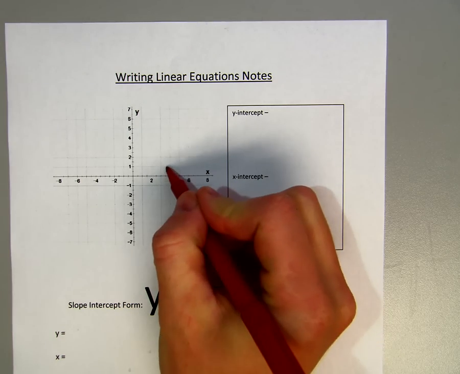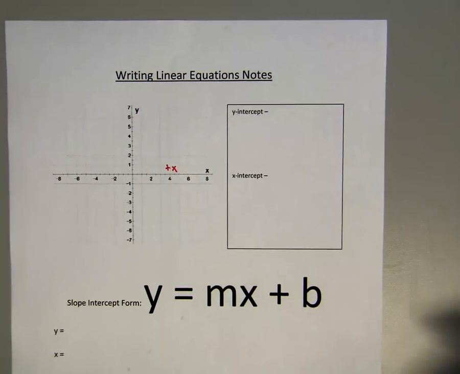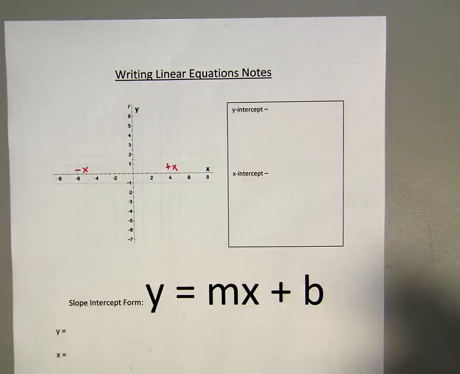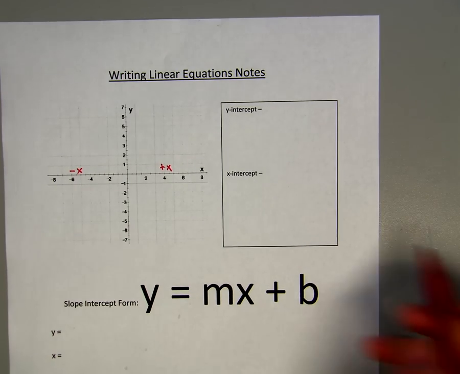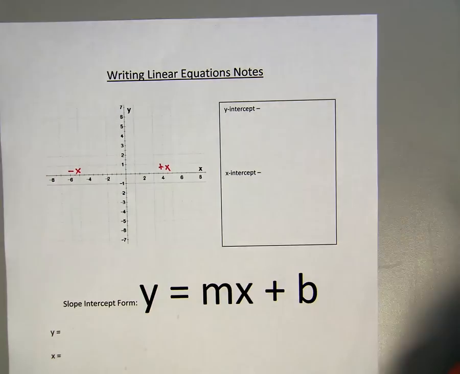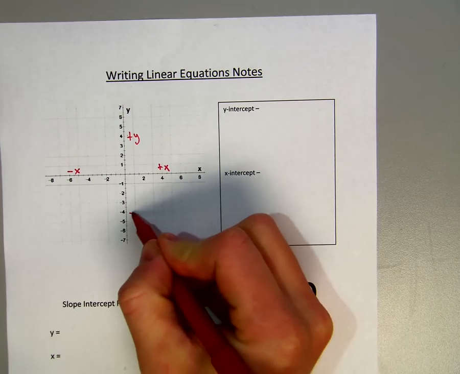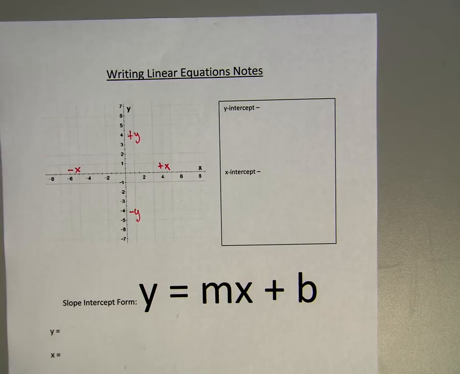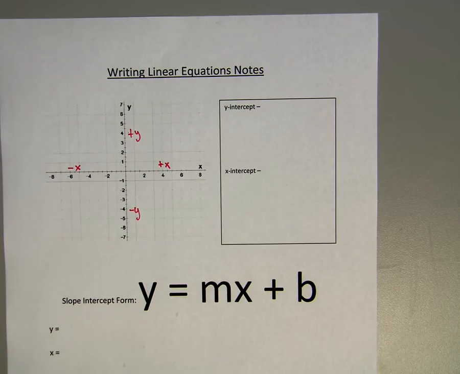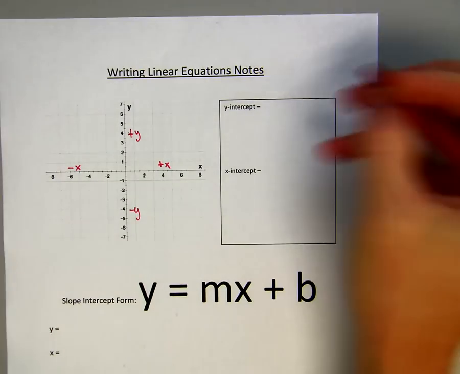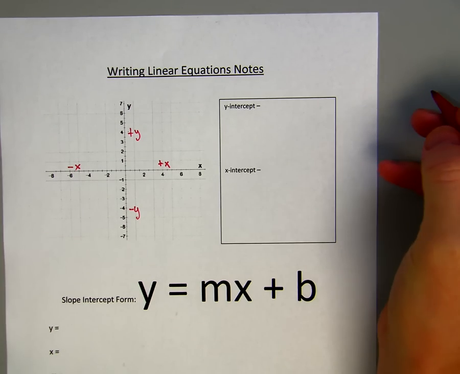Okay, anything on this side is a positive x. Anything on this side is a negative x. Same goes for y. Here's my y-axis. Anything up here is a positive y, and anything down here is a negative y. My y-intercept is where my line crosses on my y-axis.